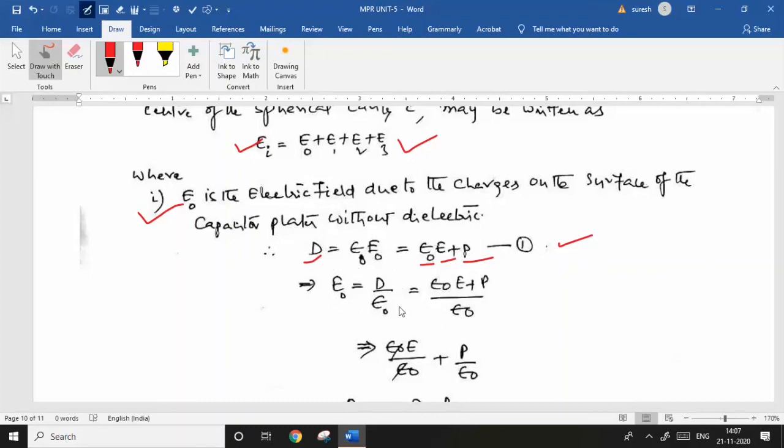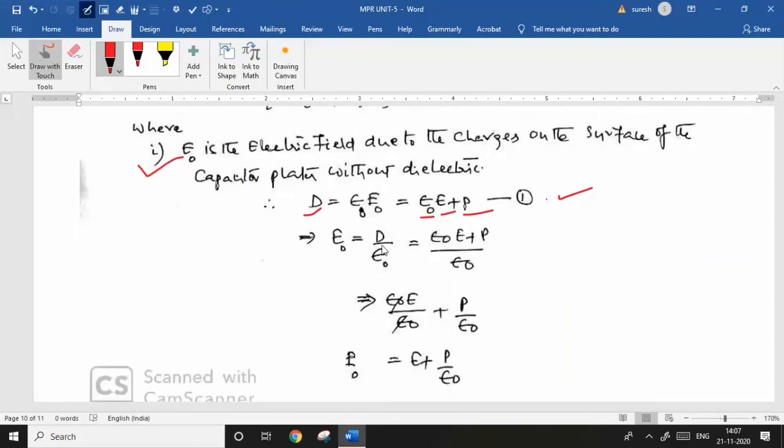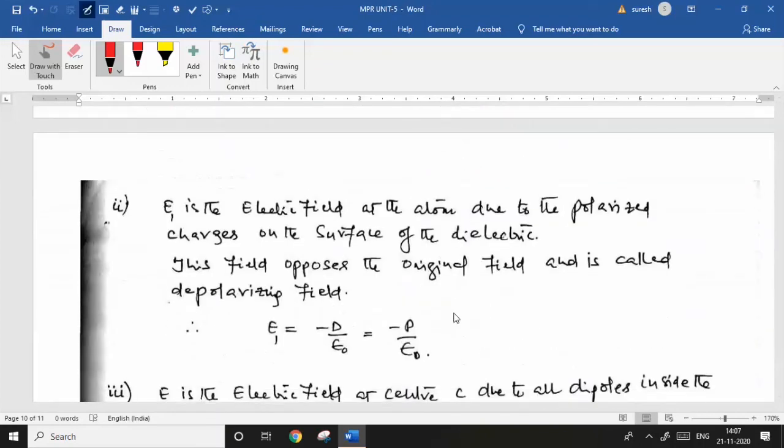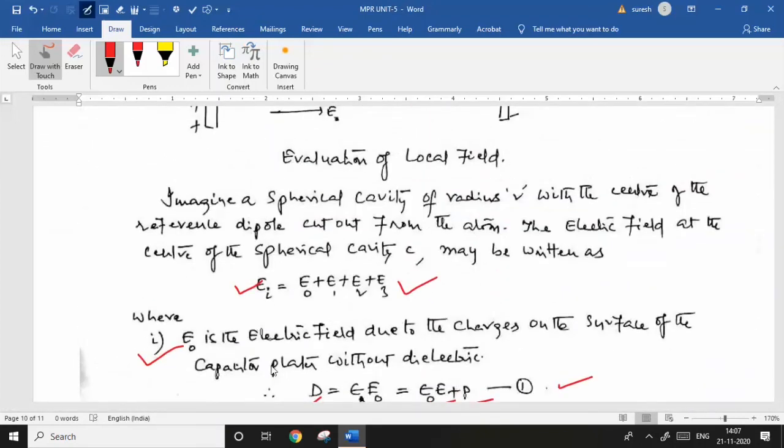E0 is equal to D by epsilon naught. As we know, D is nothing but epsilon naught E plus P. I can substitute in place of D as epsilon naught E plus P divided by epsilon naught. Now, taking this expression, epsilon naught E plus P by epsilon naught is in the form of A plus B by 2, and I am going to split it like A by 2 plus B by 2. Similarly, epsilon naught E by epsilon naught plus P by epsilon naught, and the epsilon naught cancels. We get E0 is equal to E plus P by epsilon naught. That is the significance of E0.